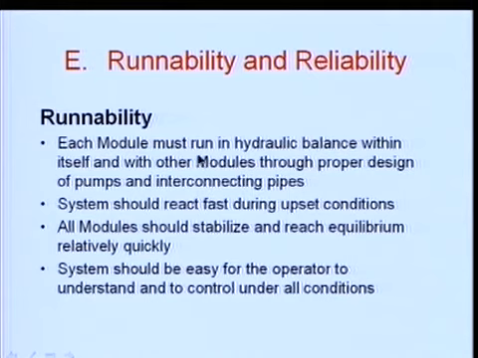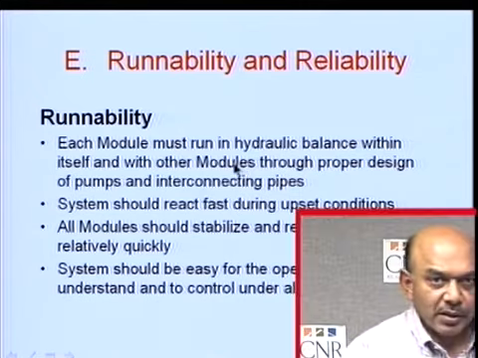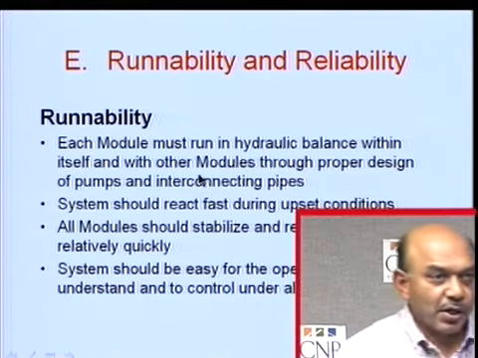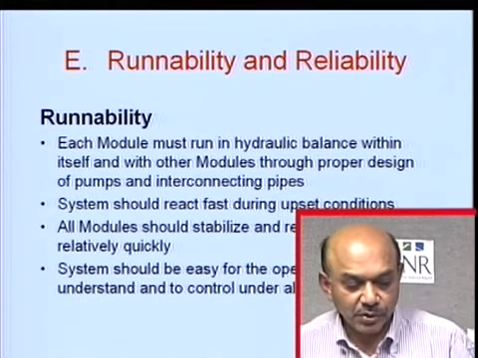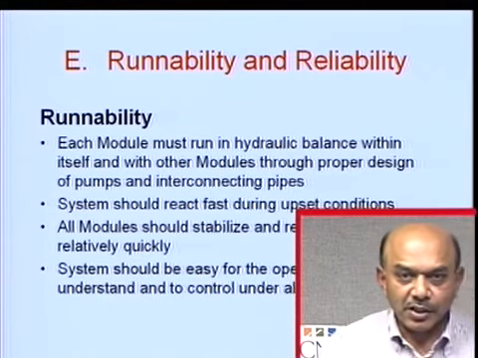Runnability, which is the hydraulic synergy between each module. So each module must run in hydraulic balance within itself and with other modules through proper design of pumps and interconnecting pipes. In other words, you cannot design one module to run 1000 gallons per minute and the other module is designed to run only 500 gallons per minute. So what happens to the other one? So basically you have to maintain some hydraulic synergy.